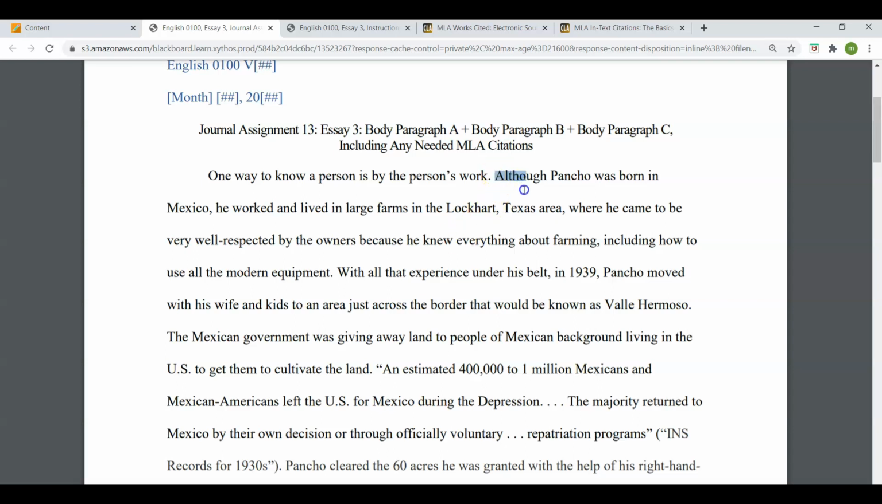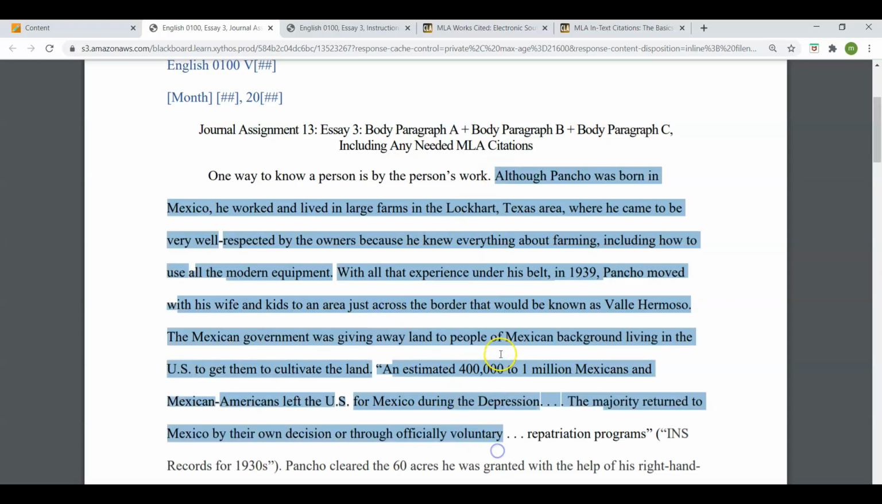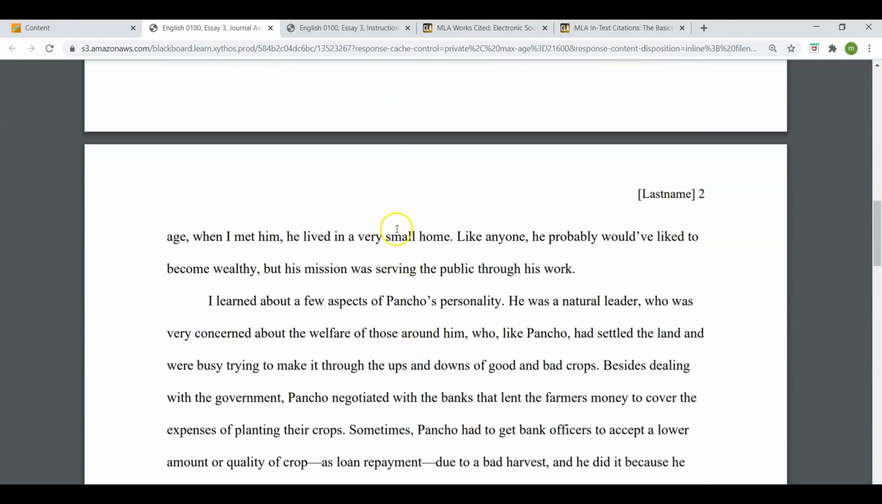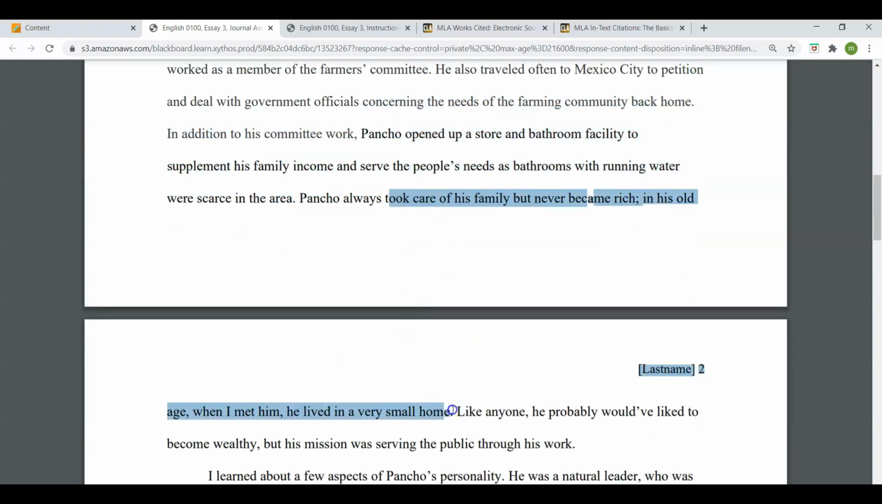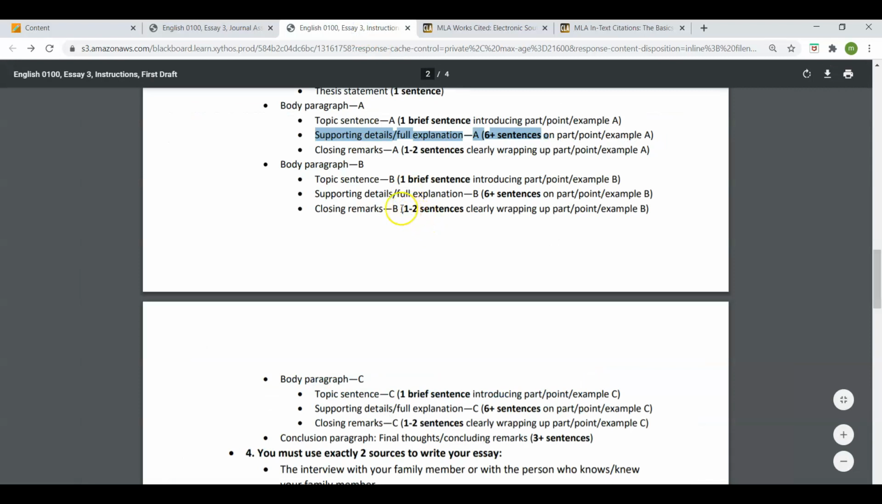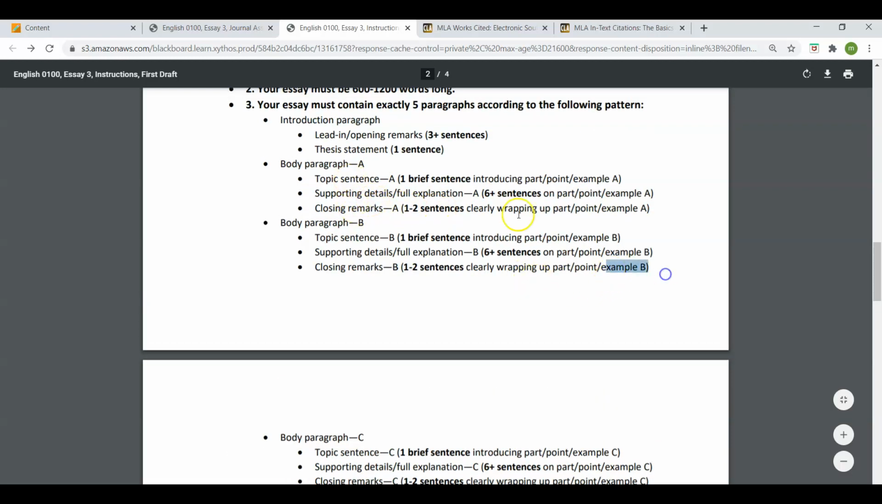All right. So here I am, highlighting the various details that relate to the work that my great-grandfather Pancho did. So all those are 6 or more sentences. And then here is my closing sentence, okay? You can have 1 or 2 closing remark sentences that clearly wrap up the main point for the paragraph. I was looking at body paragraph A, but they're all the same. The structure is the same for each one.